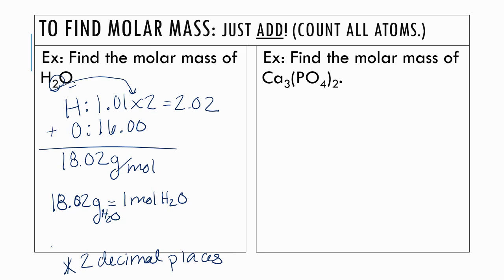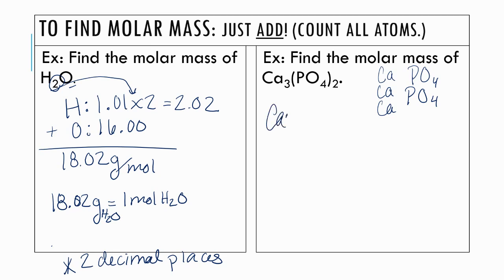Let's look at the second example here. This is calcium phosphate. This one looks a little complicated, but if I break it down, this really means I have 3 calcium ions and 2 phosphate ions, right? That is the ratio here. Phosphate's just a big polyatomic ion. So I just need to count up all of the atoms of each element in this compound.